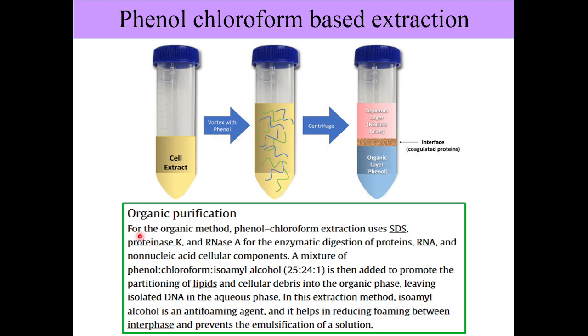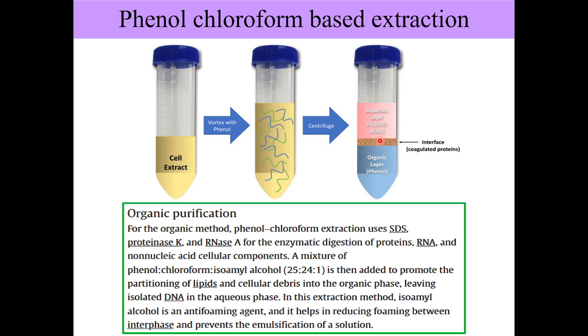Okay. Then for the organic method, phenol chloroform extraction using SDS, proteinase K and RNase A for the enzymatic digestion of proteins, RNA and non-nucleic acid cellular components respectively. A mixture of phenol, chloroform and isoamyl alcohol in the ratio 25:24:1 is then added to promote the partitioning of lipids and cellular debris into the organic phase, leaving isolated DNA in the aqueous phase.